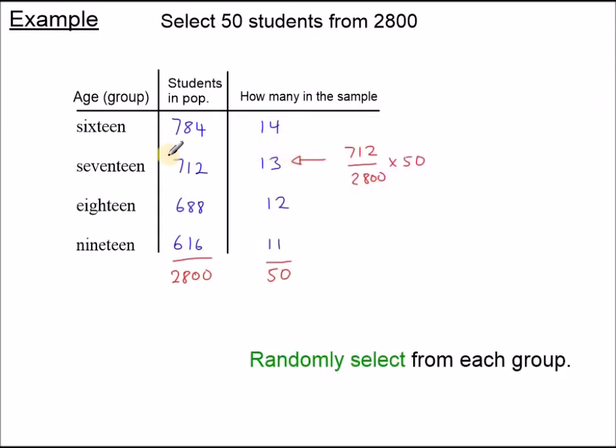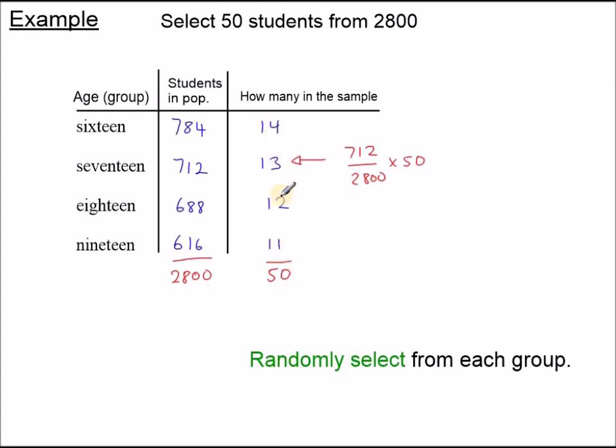So from this age group, 712 out of 2,800 students, that's the proportion, times the sample size 50 gives us 13, and you do similar calculations for the others, and if we add up these values they add up to 50. Most of the time they will add up to your sample size.